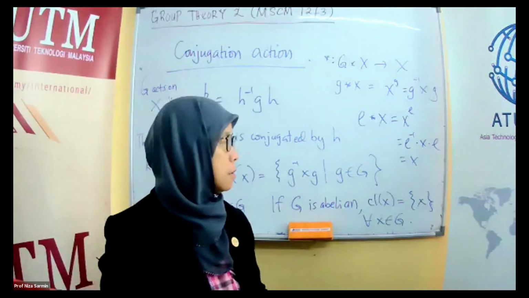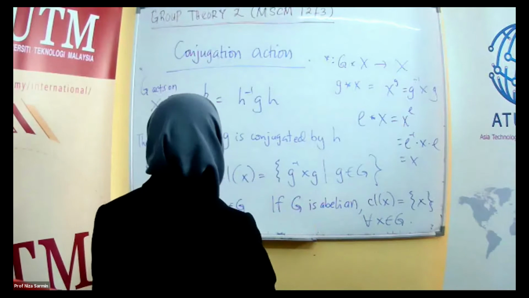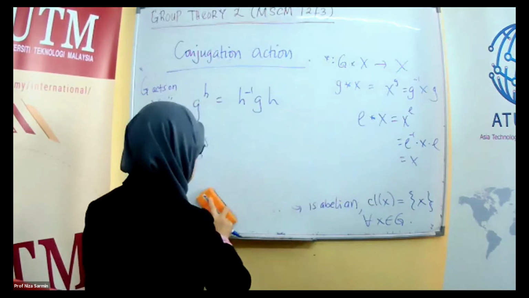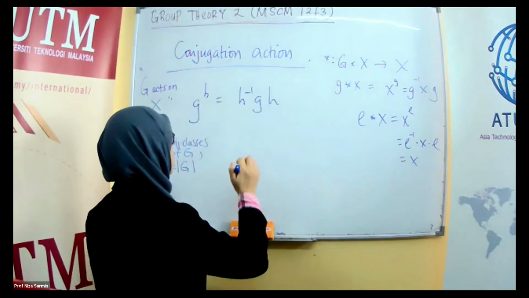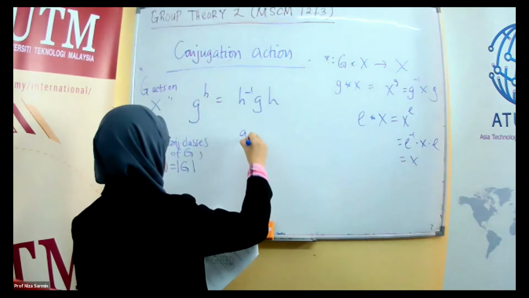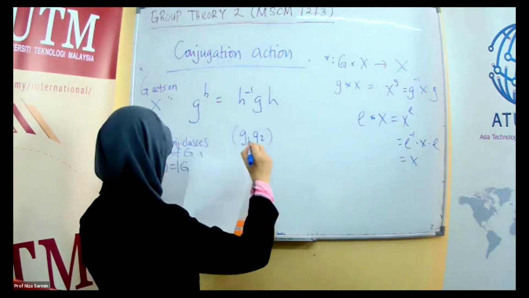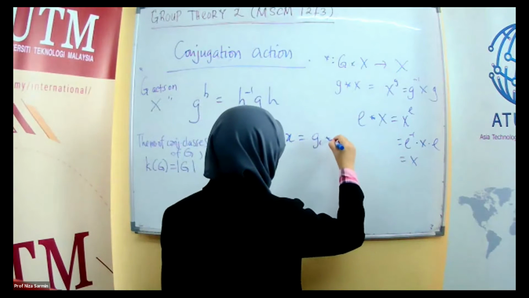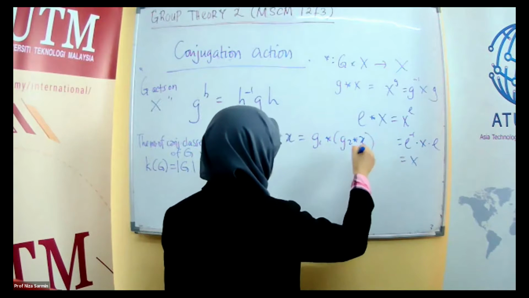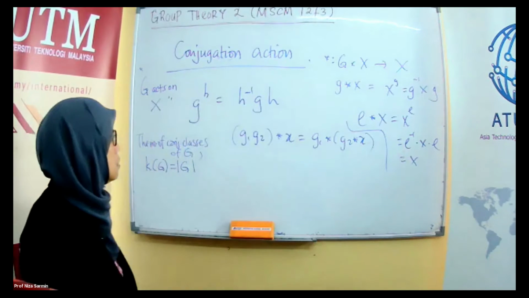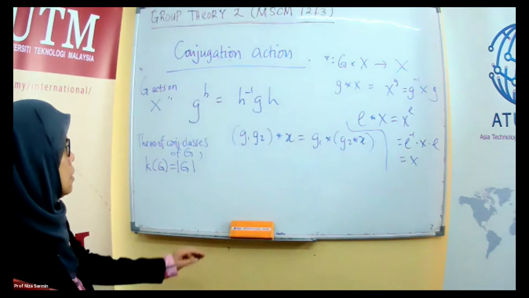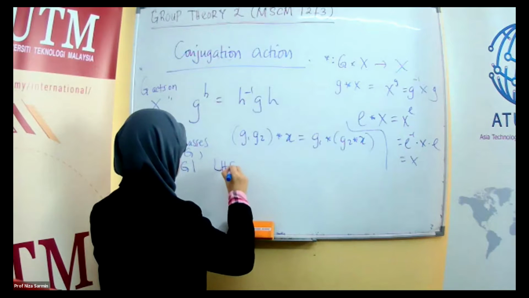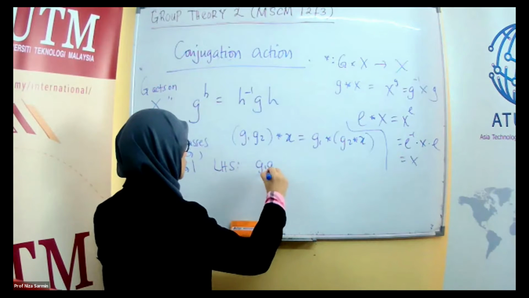You just show, you need to show G1, G2, star X is G1 star G2 star X. So you start with the left hand side. This is equal to G1, G2.